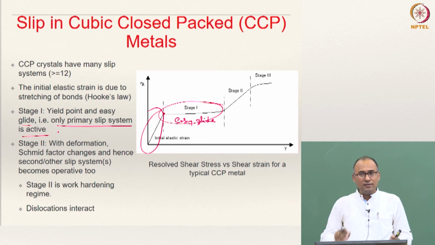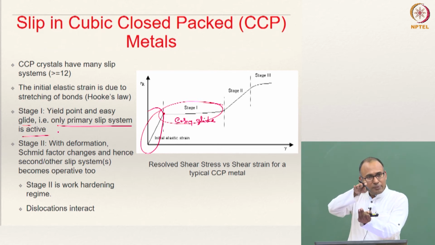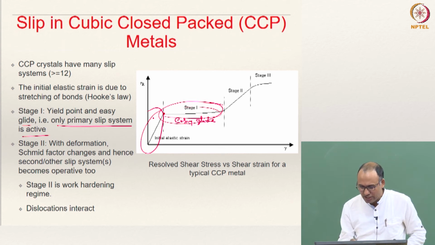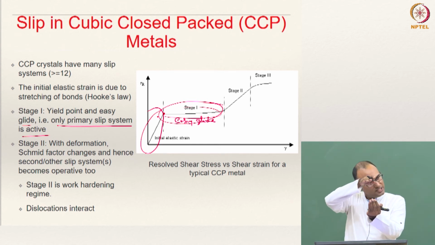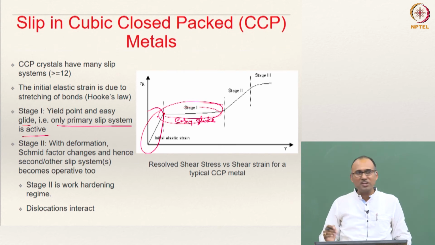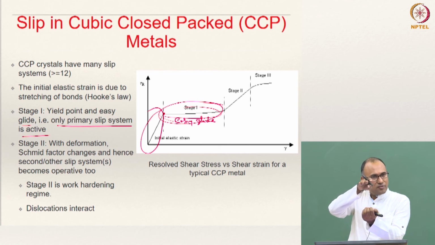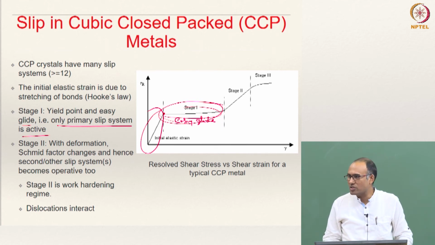Okay, and hence that becomes easier, at almost constant stress. It is not constant, it is slowly increasing, but at almost constant stress you will be able to impart large strain. And that is called easy glide, because you are not required to put in additional effort. Once you are here, at almost the same stress level, you are able to cause plastic deformation. That is why it is called easy glide.